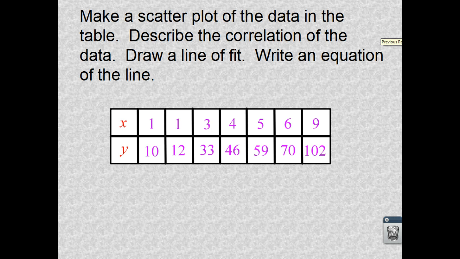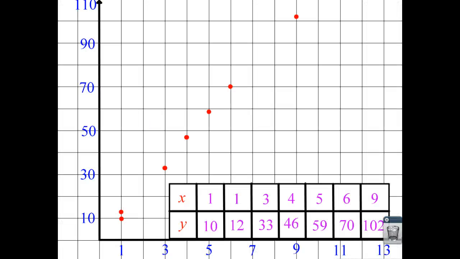Draw a line of fit. Okay, so this is an estimation skill that we're going to be using. We're going to take out a ruler or a straight edge. And the rule of thumb when you're drawing a line of fit is that you want to try to get as many points on the line as possible. And if you can't get them all on your line, try to get them as close as you can with equal amounts of points on each side of the line.